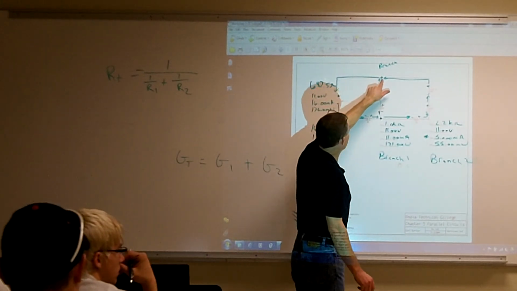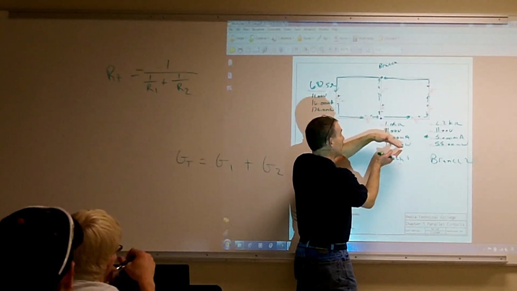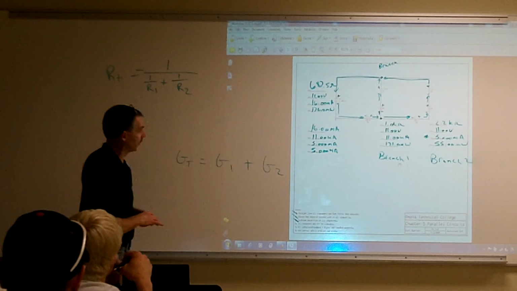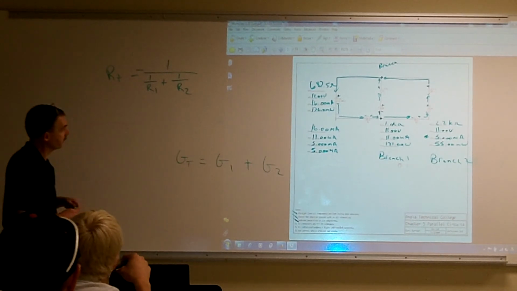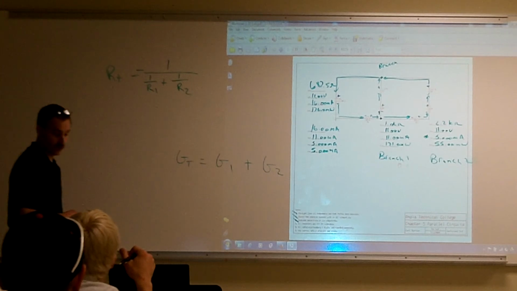Okay? So this is our Kirchhoff's current law. The current going into a current node must equal the same going out. So however many currents I have going in, still must equal the same amount of current that I have going out. That's our Kirchhoff's current law. Okay? Any questions on that?